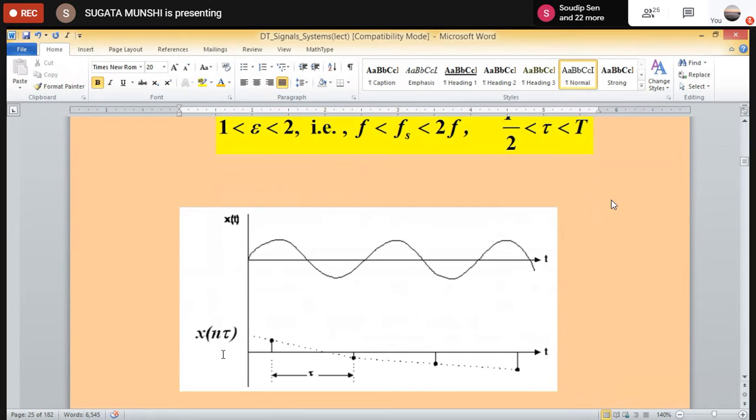So x n tau represents the information of a much lower frequency sinusoid. What will be that frequency? It will simply be Fs minus f.